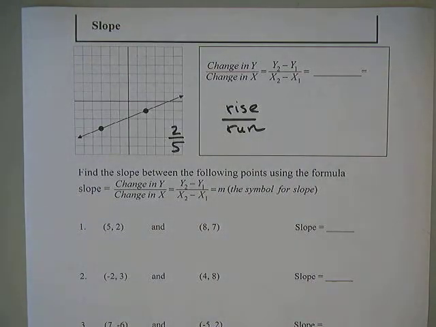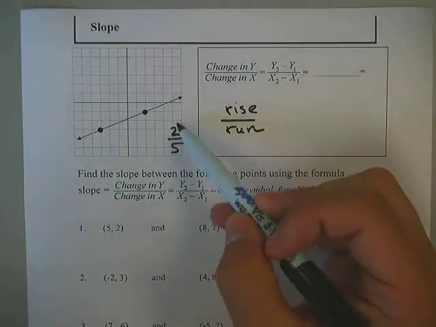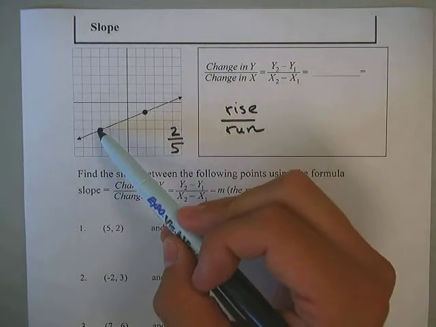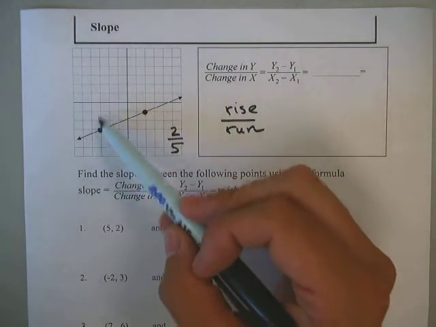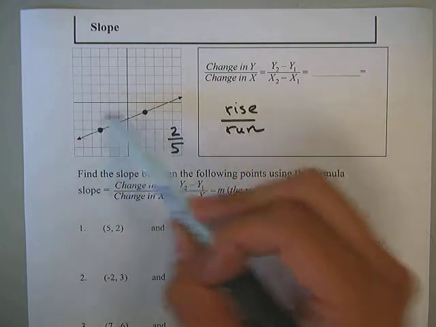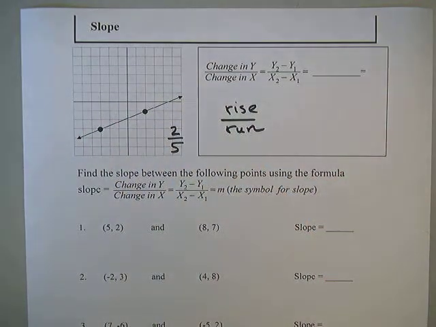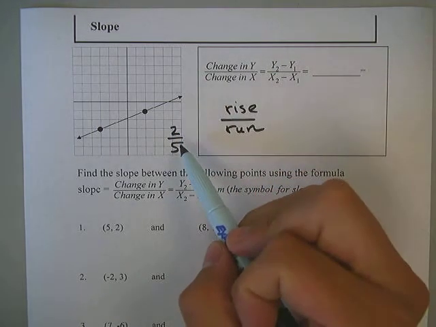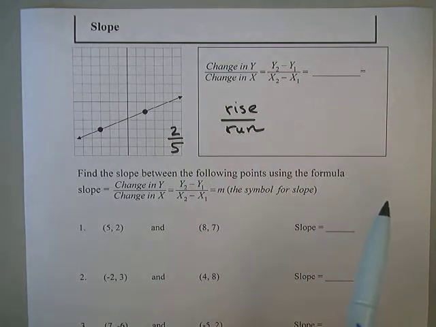And the way you talk about that, this rise, you always talk about it in terms of the rise, or in other words, going up, and then how far left and right. And you notice that's the opposite of the way you describe the location of coordinates. When we were talking about the location of a coordinate, you did the x coordinate first, and then the y coordinate. And you also notice that slope is written as a fraction.